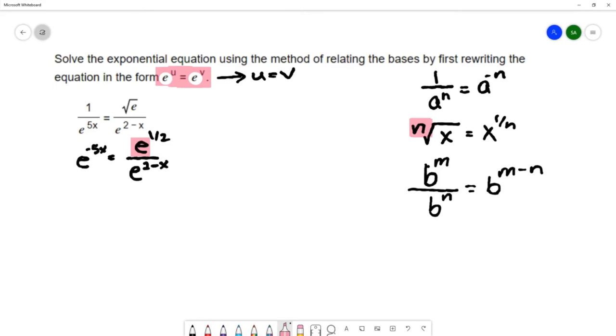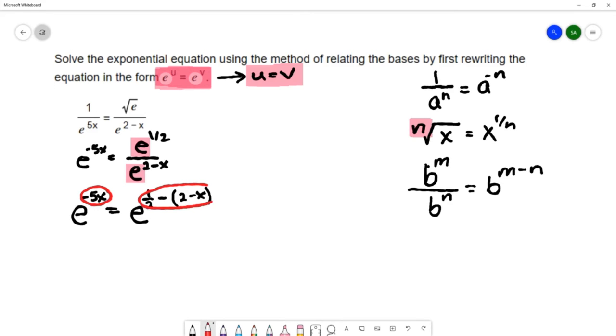We have the bases that are the same, and the expressions are being divided. So we'll use that quotient rule for exponents and subtract the exponents. I'm going to copy down the left, and then on the right, we have that base of e, and we'll do 1/2 minus 2 minus x. The bases are the same on each side of the equation now. And now that those bases are the same, I can say that the exponents must be equal to each other. So the exponent that we see on the left must equal the exponent that we see on the right.